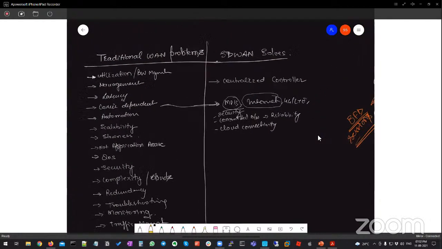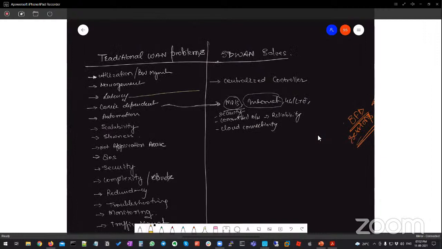Okay, thank you. Now, related to latency. Whatever latency you have in the service provider, no solution can fix that. If you have latency, that means you have latency. There is nothing you can do about it unless your service provider solves that latency problem for you. But here, SD-WAN gives you a workaround. So what is that workaround?